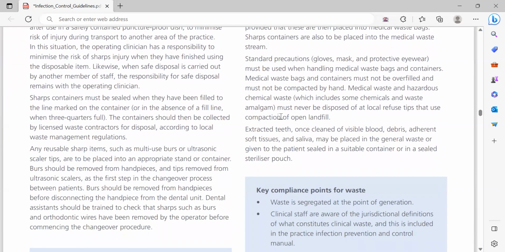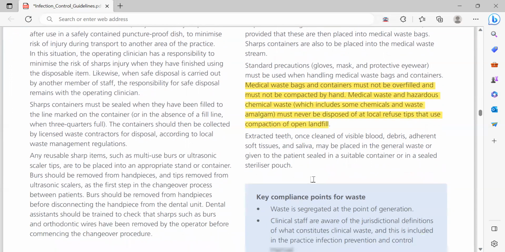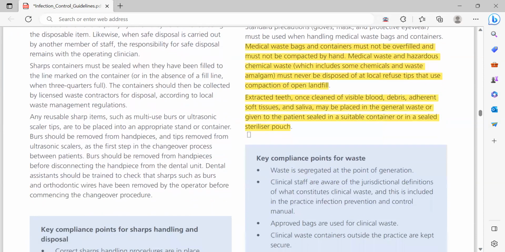Medical waste bags and containers must not be overfilled and must not be compacted by hand, because that can lead to contamination. Medical waste and hazardous chemical waste must never be disposed of at local refuse tips that use compaction or open landfill. Extracted teeth, once cleaned of visible blood, debris, adherent soft tissue, and saliva, may be placed in general waste or given to the patient sealed in a suitable container or sealed sterilizer pouch.